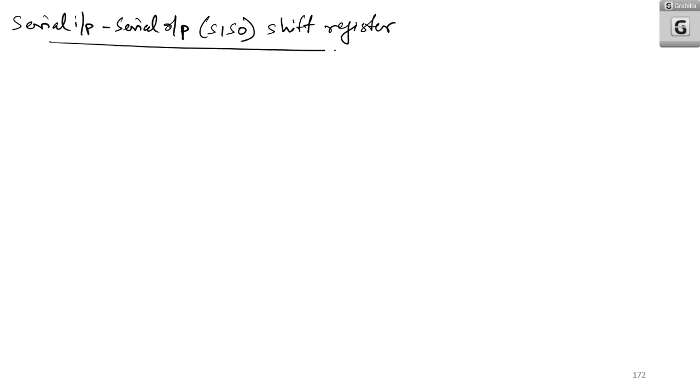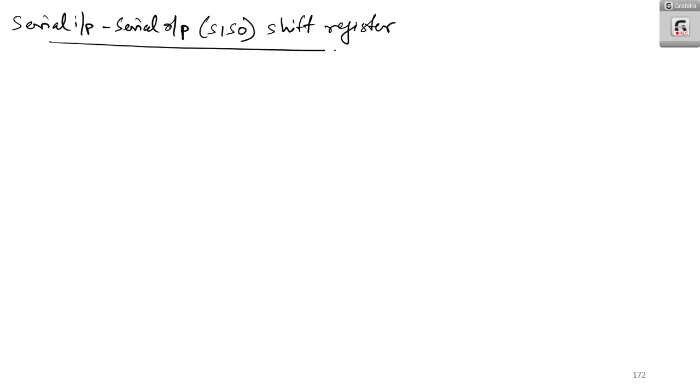Now, what is basically a shift register? Here, so many data are fed in and data are taken out. That means data is shifted from an input mode to an output mode. That is known as shift register. Now, let me explain the logic circuit of a serial input, serial output shift register.